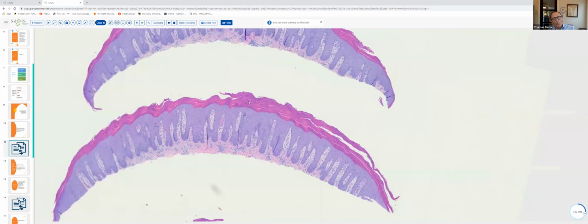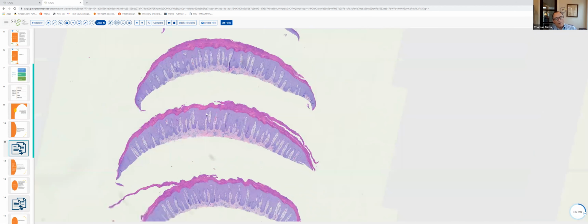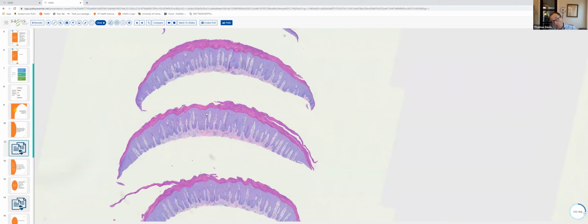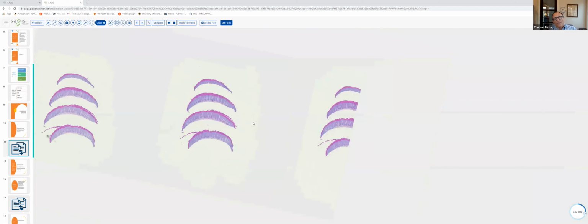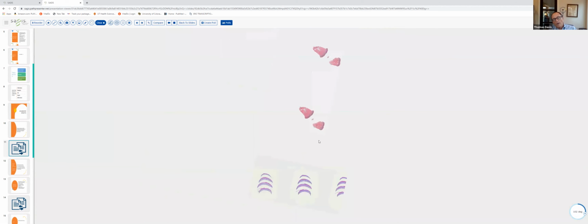And undoubtedly, psoriasis is going to show up on your certification exams, either on the core or on the applied exam. So we've looked at two examples of psoriasiform dermatitis just to illustrate inflammatory dermatoses.